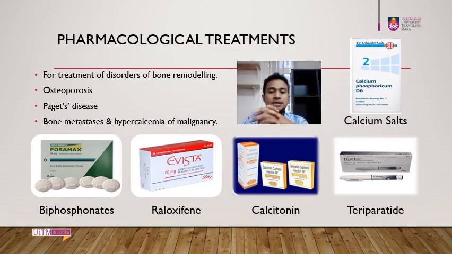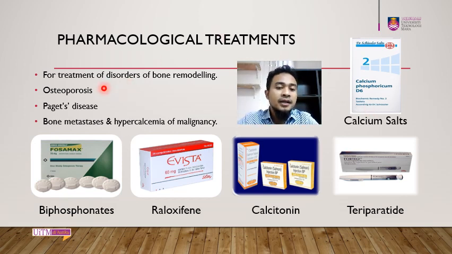So overall, these are the treatments that we go through. We have biphosphonates, raloxifene, calcitonin, teriparatide, and calcium salts. In total there are four classes that we're going to discuss today. This is the pharmacological treatment for disorders of bone remodeling: osteoporosis, Paget disease, bone metastasis, and hypercalcemia of malignancy. These are four types of diseases that can be treated with these four general classes.